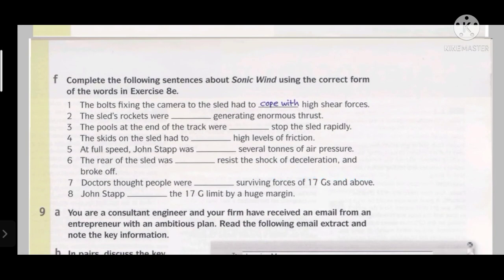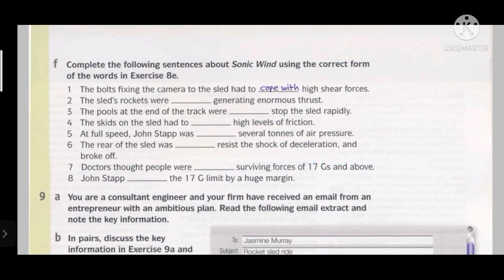Now we are going to use again the words from exercise 8E. Complete the following sentences about wind using the correct form of the word. Number 1: The bolts fixing the camera up to the sled had to cope with high shear forces. What is the meaning of shear forces? Do you know? The shear force is the force in one part of the body in a direction that is the opposite of the direction of another.